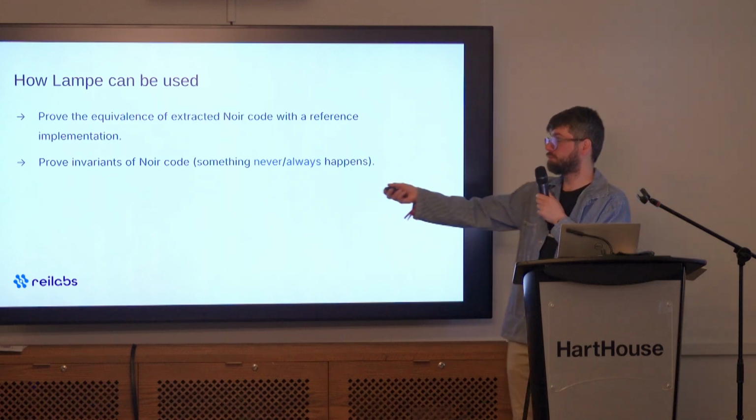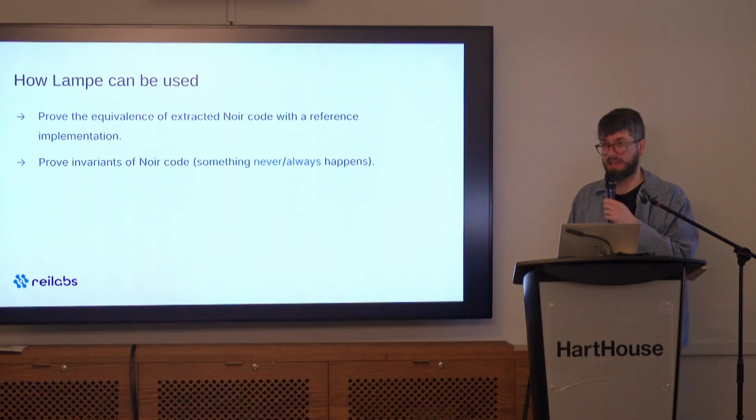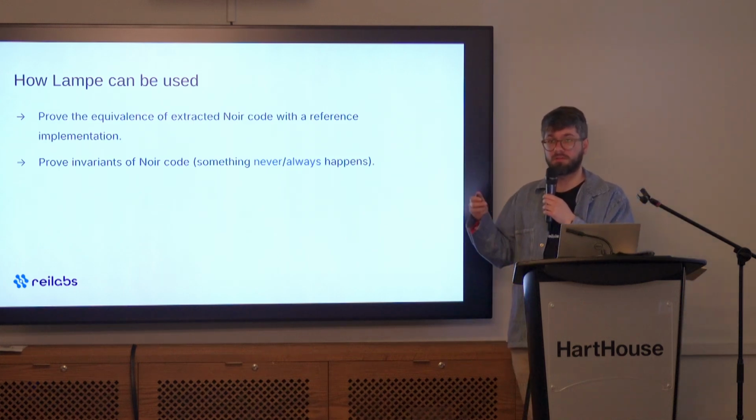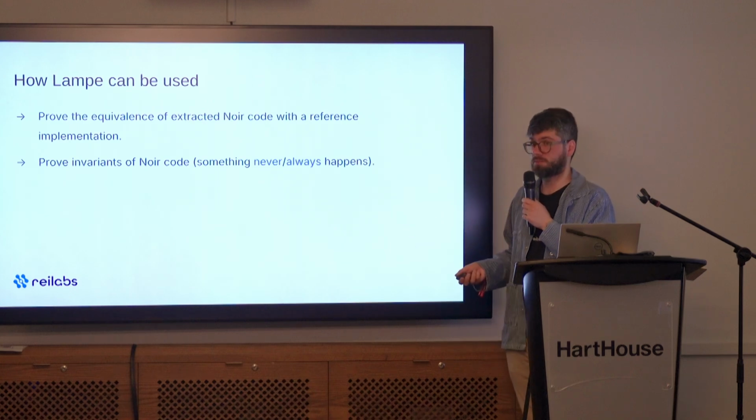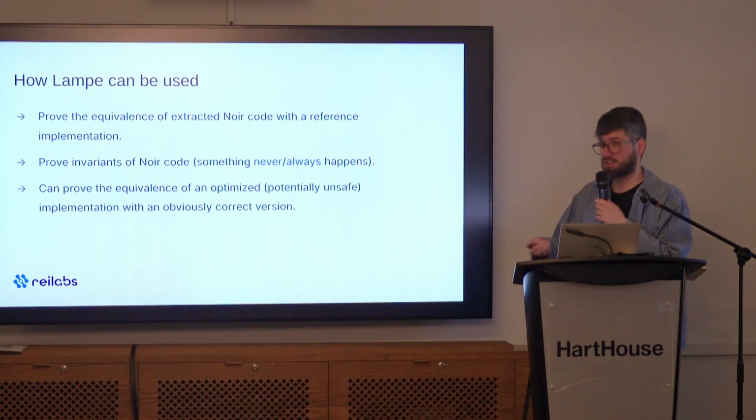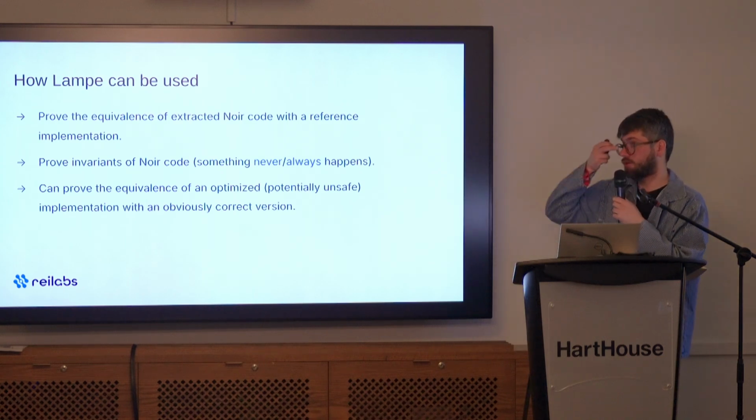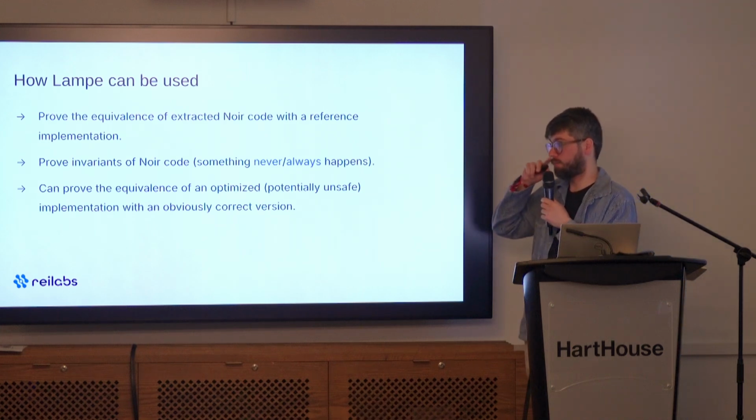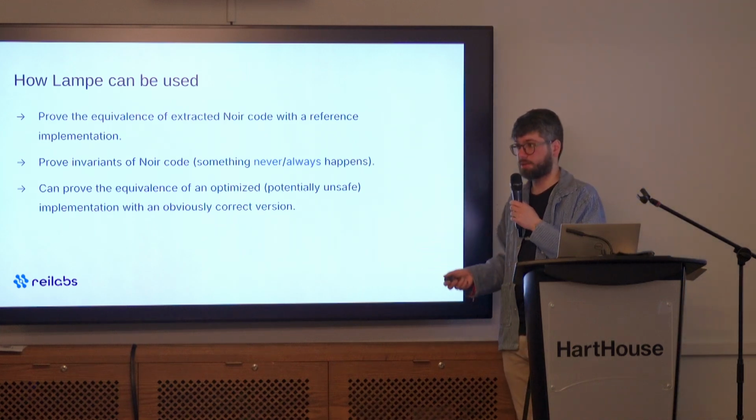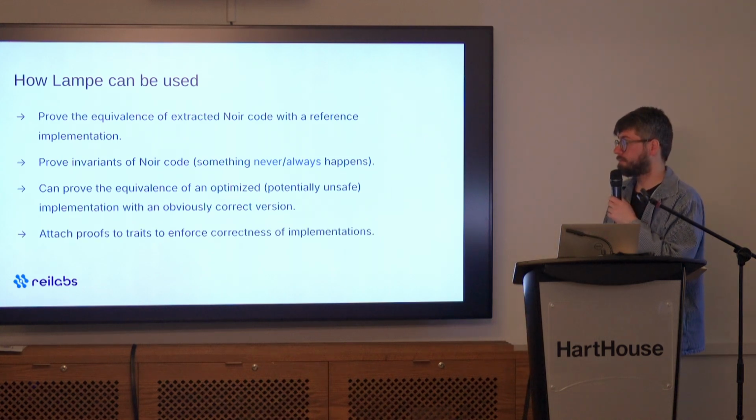We can prove invariance of our Noir code, like this example that I had with the banking app, something that will never happen or something that will always happen given I run this Noir code with a particular precondition. And then the other example I gave, we can prove equivalences of optimized Noir code with unoptimized Noir code and check the correctness, and we don't have to worry about unexpected bugs.